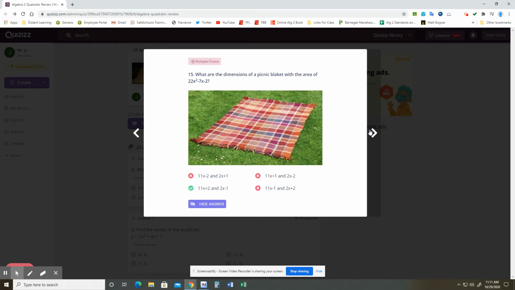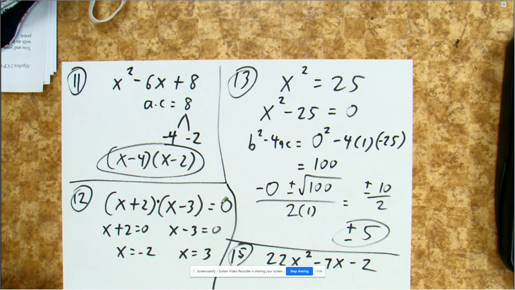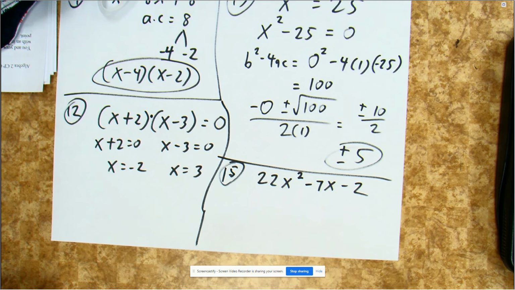What are the dimensions of the picnic blanket? Now, again, they don't tell you how to do this problem. Instead, they leave you to realize that in order to figure out the area, or the dimensions, I should say, the dimensions of the picnic blanket would be the length times the width. The length times the width would give you the area. The area is that quadratic. So based on that, and based on the choices that they gave you, clearly I'm giving away the answer. But based on all of that, you would have to factor.